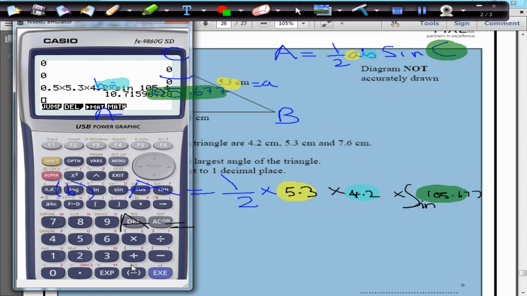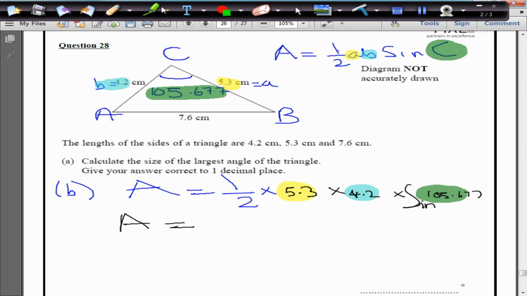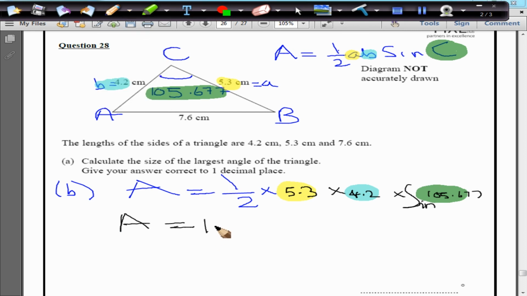Okay, what's the answer we got, folks? So the area is equal to 10.715. Yeah? Okay, and we need to give it to one decimal place.